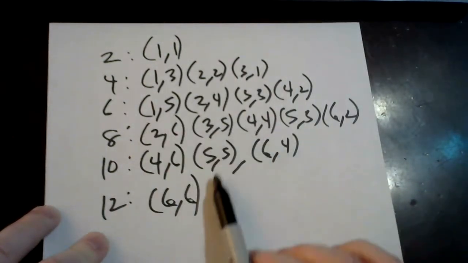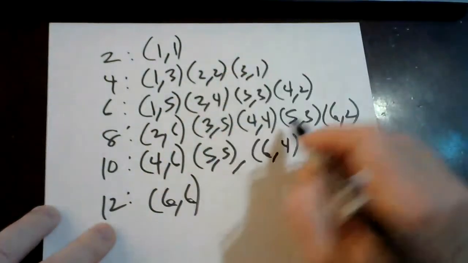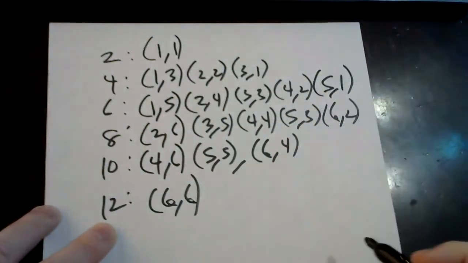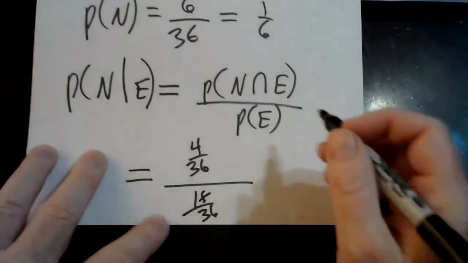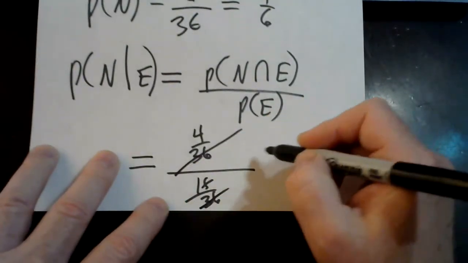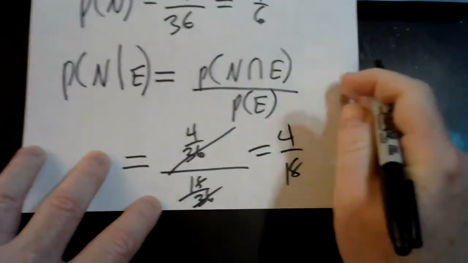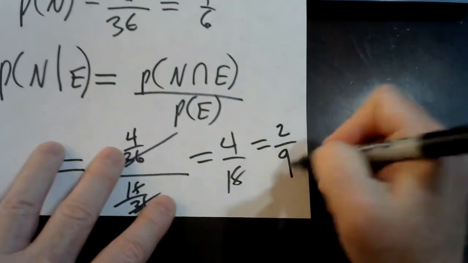Did I miss one? Let me see. I think I missed one up here. This could also be 5, 1. So there are 18 of them total. So that's really the right way to do it. And once again, you can cancel out those 36s. So this reduces to 4 over 18, and that is 2/9.